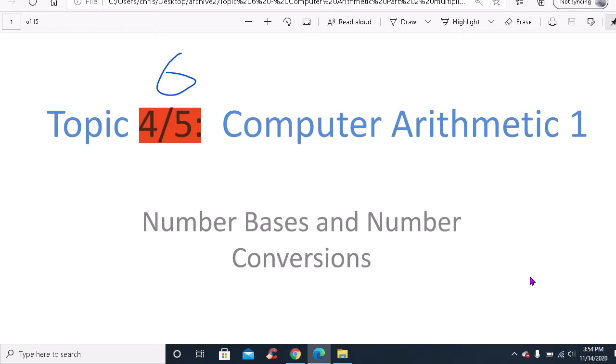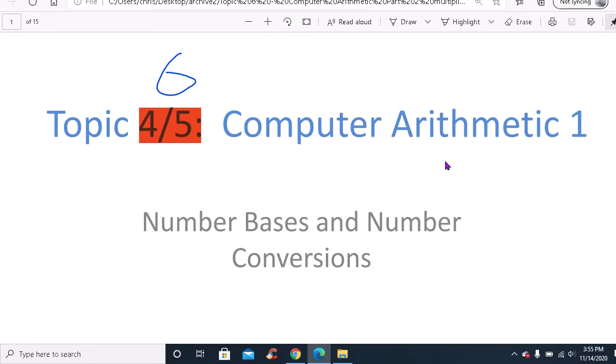So the first thing we looked at as part of topic 6 is computer arithmetic, and I've decided that we're going to have a look at number bases and number conversions. And what I mean by number conversions is simply how to convert a binary number into a decimal number and vice versa, and how you can convert a binary number into a hexadecimal number and vice versa, and how you can convert a decimal into a hexadecimal, and so on. So the methods I'm going to show you are effective and fairly straightforward.